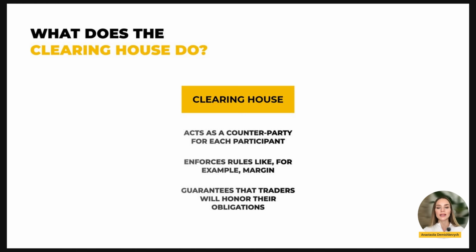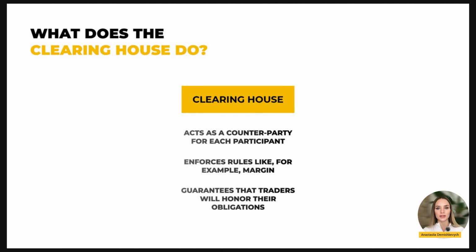The clearinghouse also manages money. It checks that both parties have enough money in their accounts to cover any potential losses connected to the trade. This is done through margin requirements, which means every trader must keep a certain amount of money in their account to make sure that they can handle the price changes. In essence, the clearinghouse makes trading safer and more reliable by guaranteeing that both sides will fulfill their obligations.